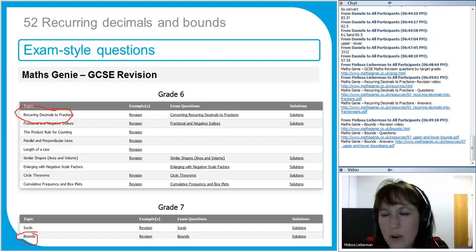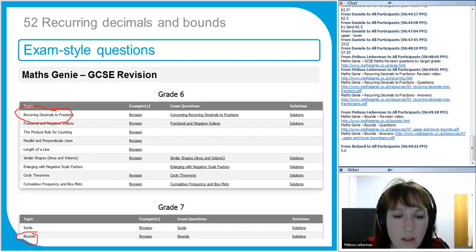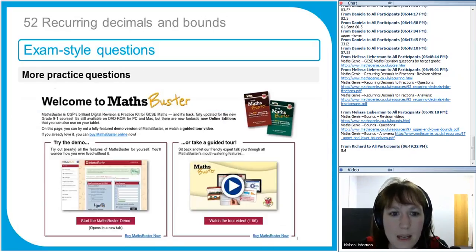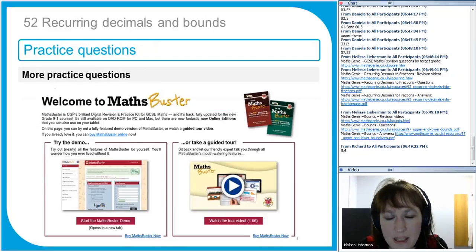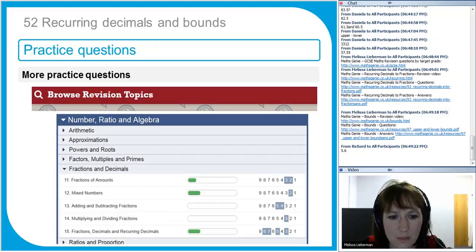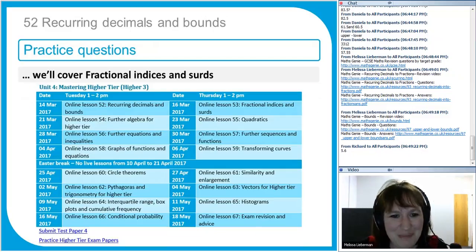So there's some practice questions and the revision videos. If you go to Maths Genie and use any of these revision videos, they're very useful as well. If you bought Maths Buster for higher tier, error intervals and bounds is topic 5 there. So we're really getting into grade 7 stuff here. And then the recurring decimals is in this section here. That's really getting into grade 8 and 9 territory.